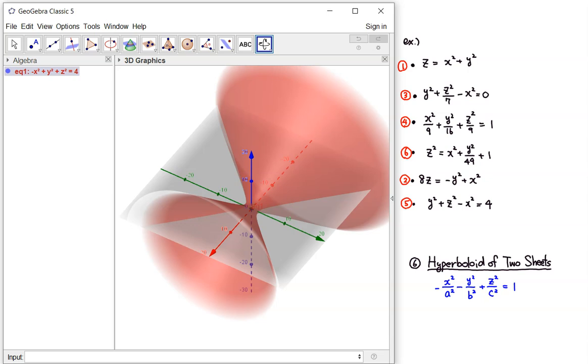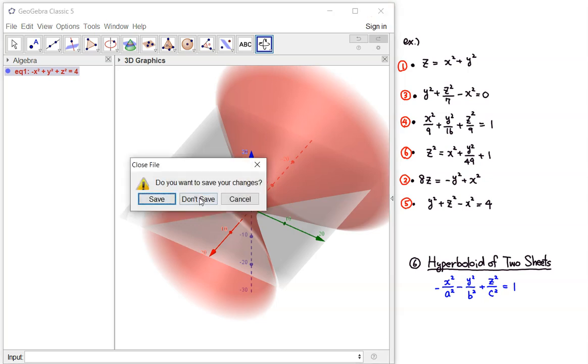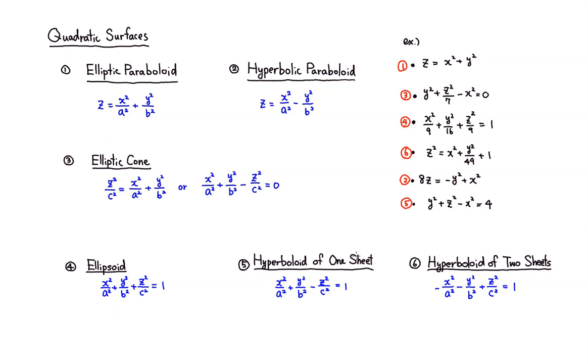All right, we got that. That's pretty much it for quadratic surfaces. I hope that this was clear.